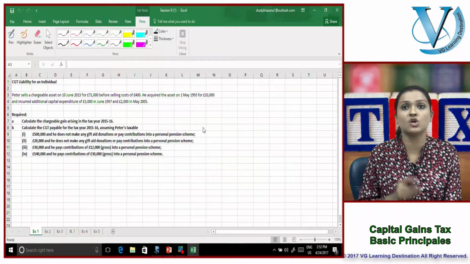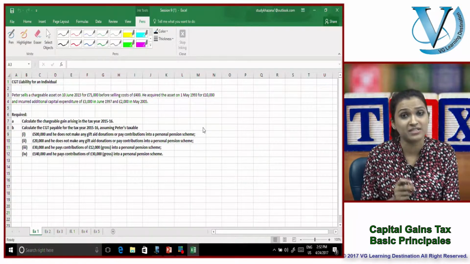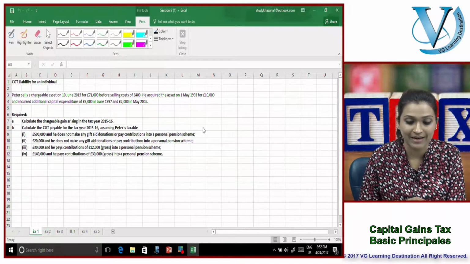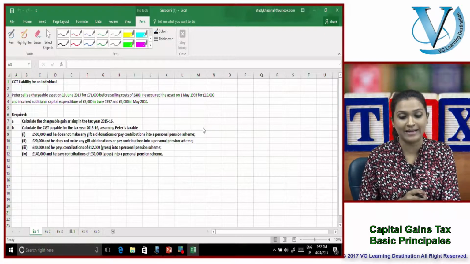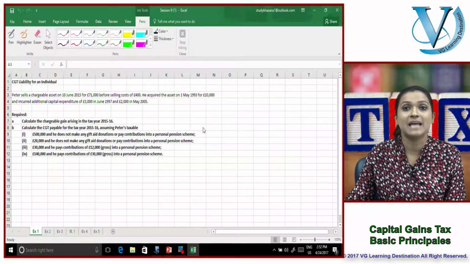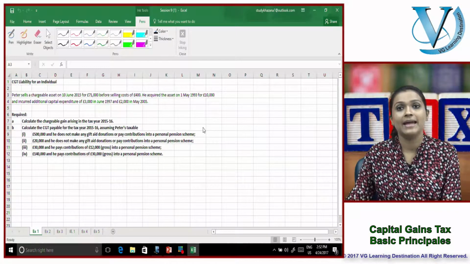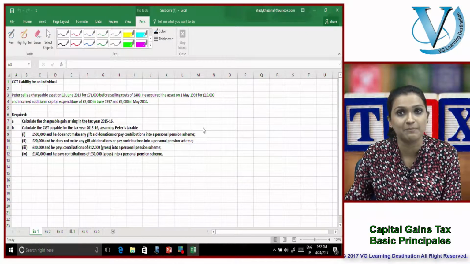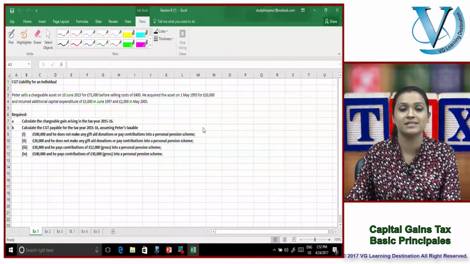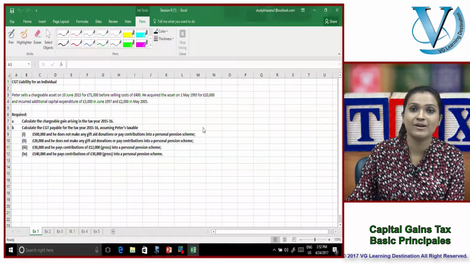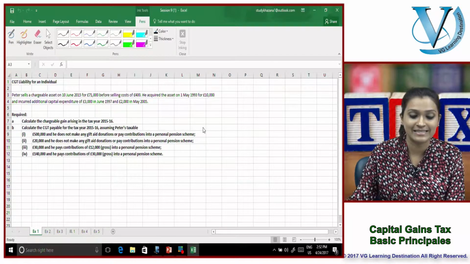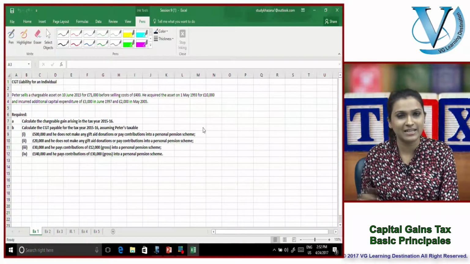Right, so this becomes the cost of the assets. I had purchased it for an original cost of £10,000 and incurred additional capital expenditure of £3,000 in June 1997 and £2,000 in May 2004. So definitely some enhancement cost has been incurred on the particular asset before being subsequently sold off for £71,000 in June 2015. Part A of the question asks us to calculate the chargeable gain arising in the tax year 15-16. Part B of the question tells us a little further deeper.